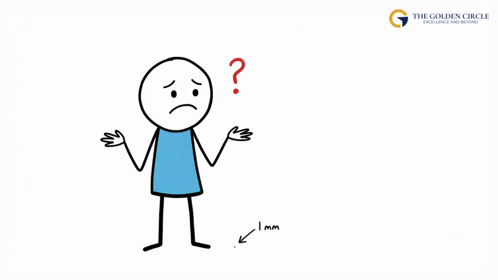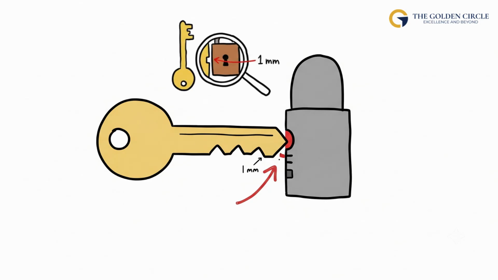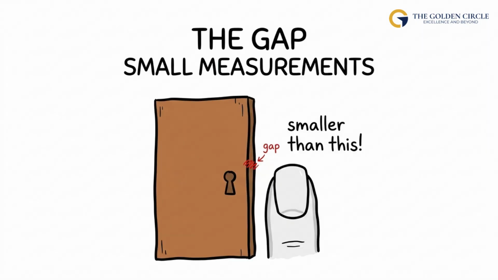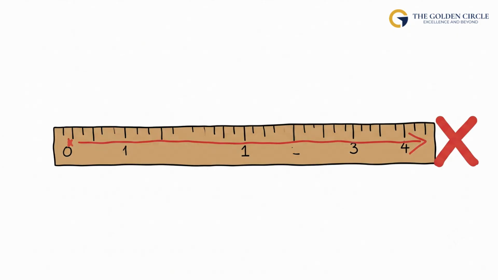Now you might think, okay, but does 1 millimeter of difference really matter? Here's a real example. If the curve of a lock and key changes even by 1 millimeter, the key simply won't turn. That tiny difference, smaller than your fingernail, is the difference between a door opening or staying locked forever. That's why in science, we don't just measure, we measure accurately. A small mistake in the ruler becomes a big mistake in the result.